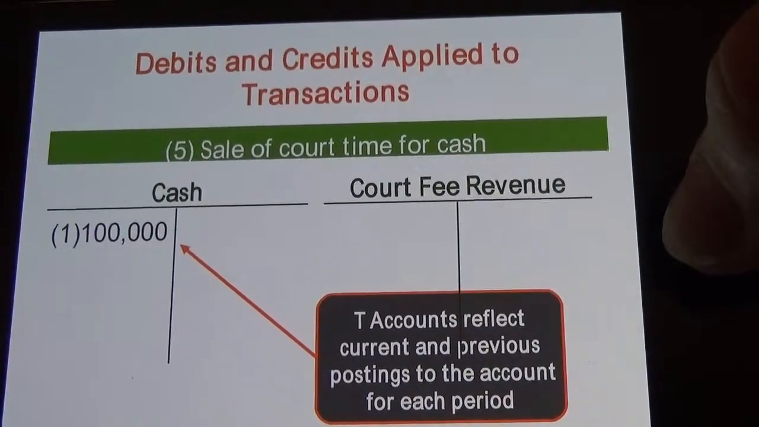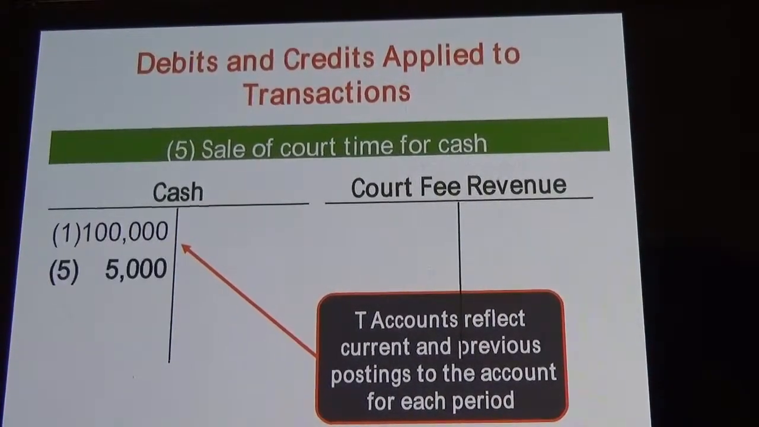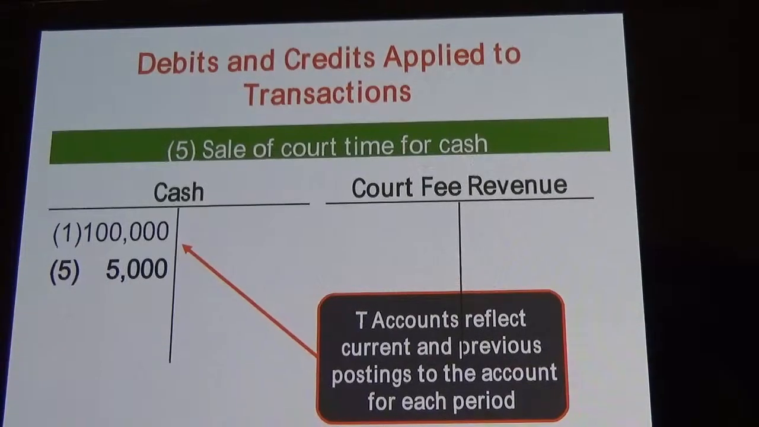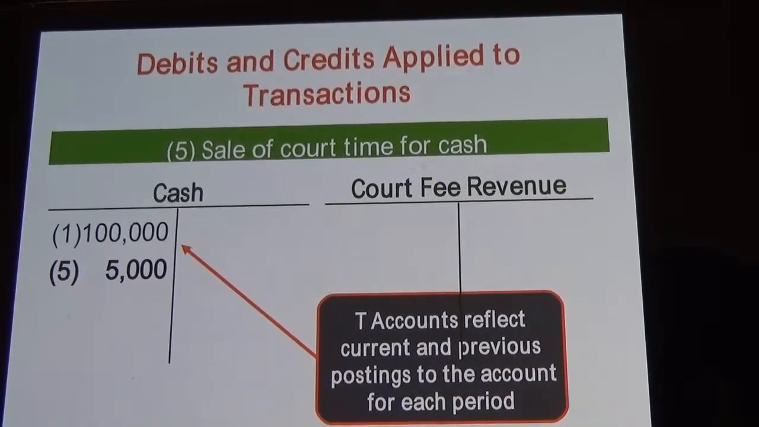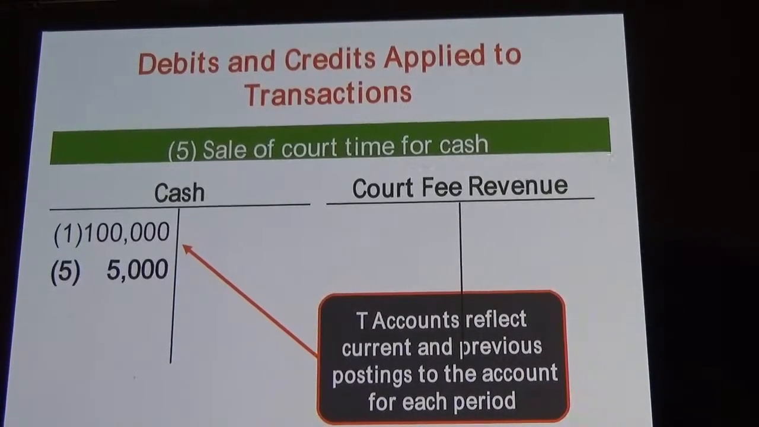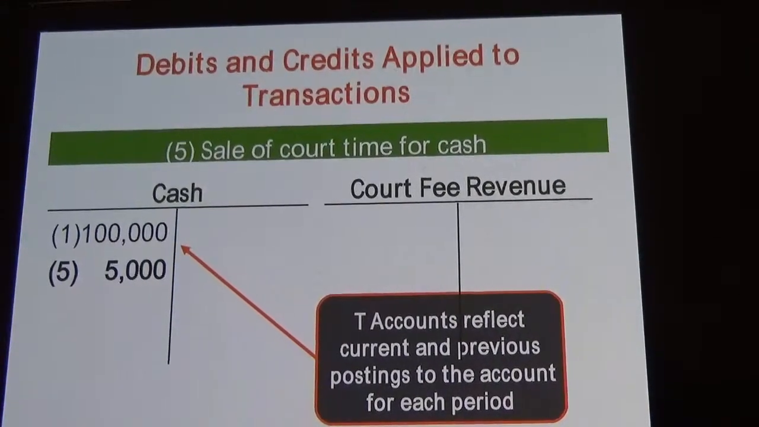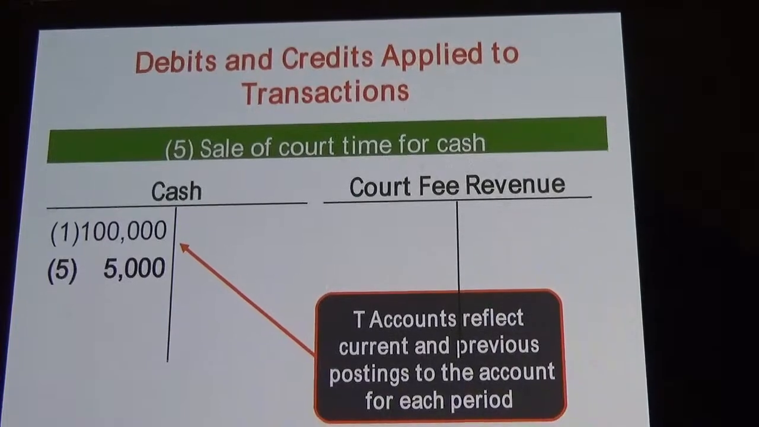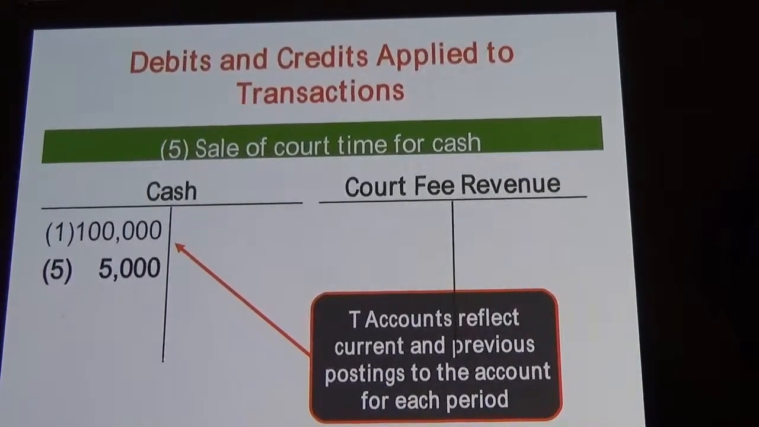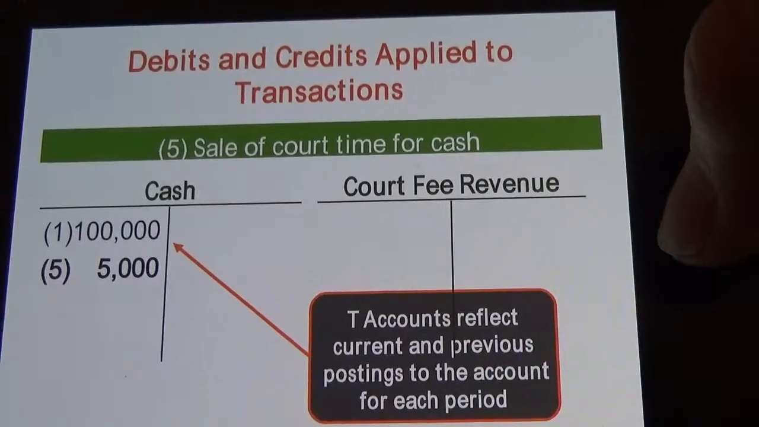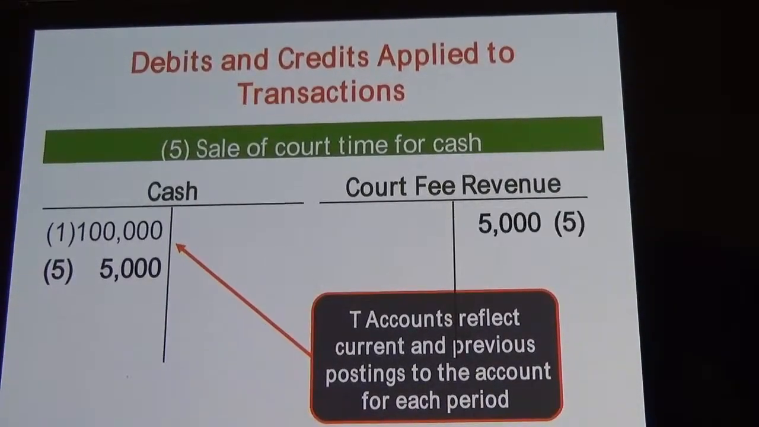When we're recording the entry for selling the court time, we're going to add additional cash of $5,000. Cash is an asset on the left side of the equation, therefore it increases with a debit. And our revenue is something that increases retained earnings, which is on the right side of the equation. Therefore, it has a credit balance and increases with credits. And so we're going to credit the court fee revenue account for $5,000.